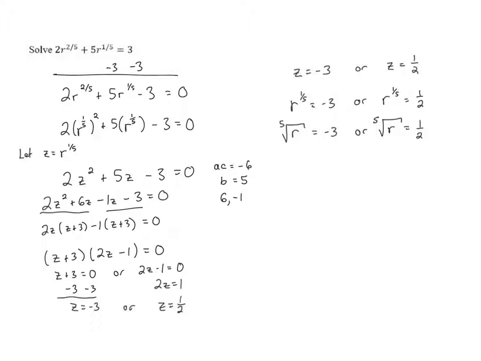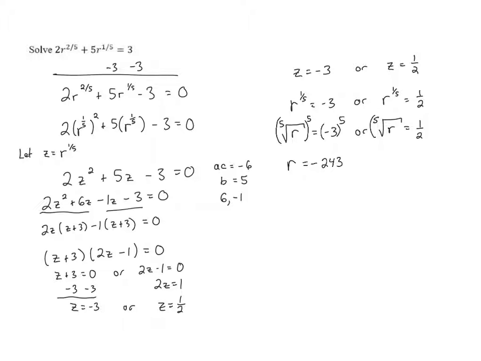And if we want to get r alone in either of these equations, we have to raise both sides to the 5th power. In this first equation, when we take the 5th root of r and raise it to the 5th power, the root and the power cancel out and we're left with r. On the right-hand side, -3 to the 5th is -3 times -3 times -3 times -3 times -3, which is -243. So that is our first solution.